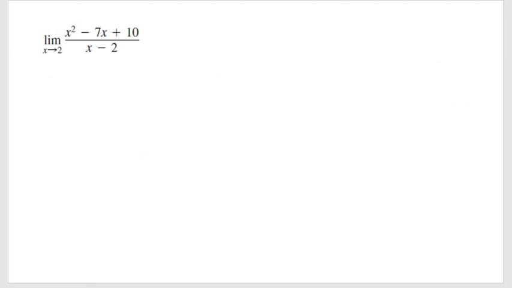The next question is the limit of this function as x tends to 2. Let's look at the numerator again. As x tends to 2, we look at the denominator, it's 2 minus 2. We substitute 2 here. It's 0 in the denominator, so it is not defined. So here what we can do is take the numerator and factorize it.